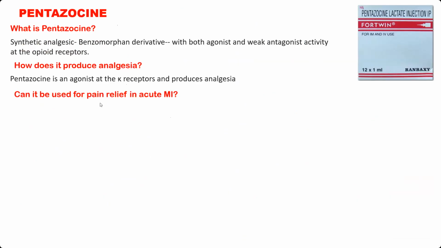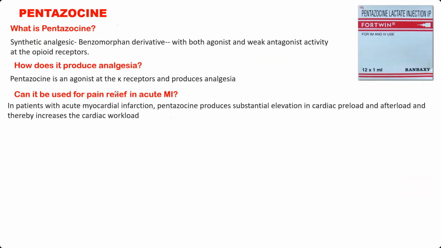Can it be used for pain relief in acute MI? No, sir. Why? Which receptor? Potent analgesia acts only on mu receptors. But this kappa receptor analgesia is there. Supposing you don't get morphine, can it be used or not? Tomorrow you go and join a hospital, a patient comes with classical anginal pain. There is no morphine in that hospital, but pentazocine is available. Will you give that or not?